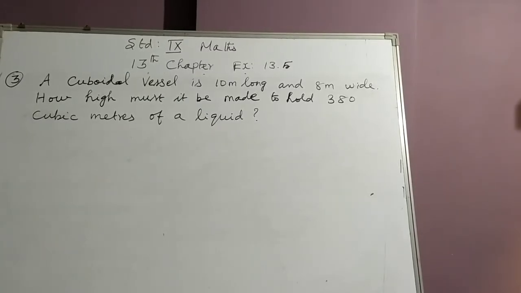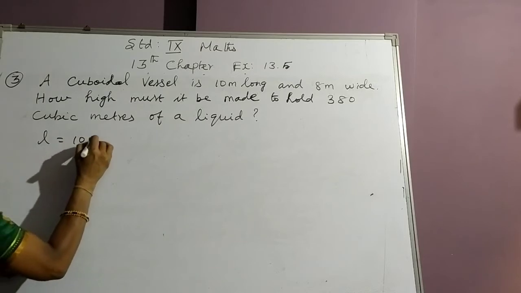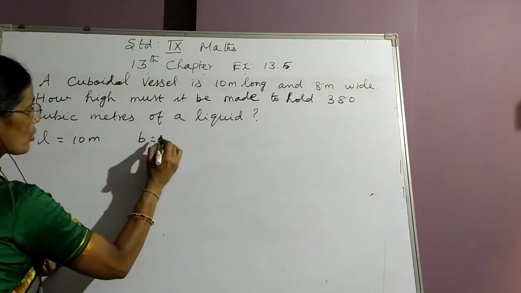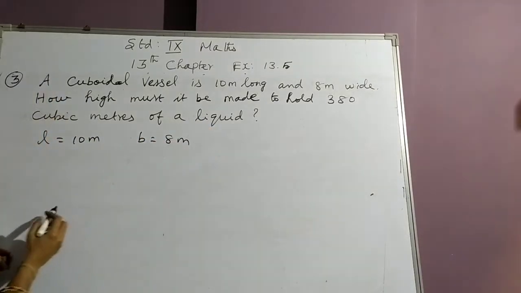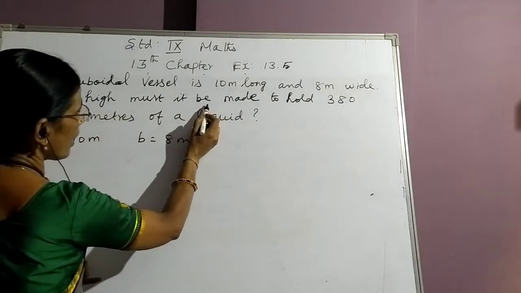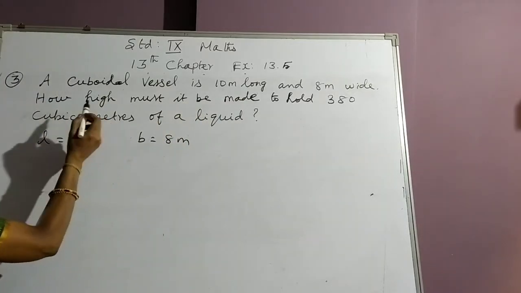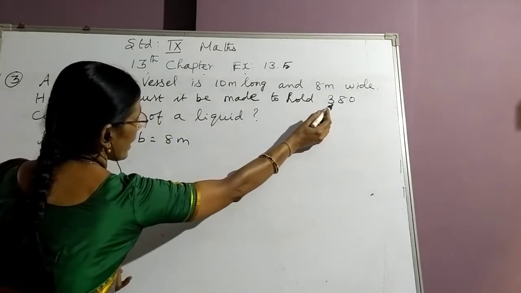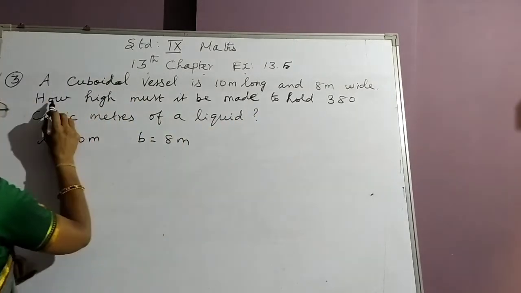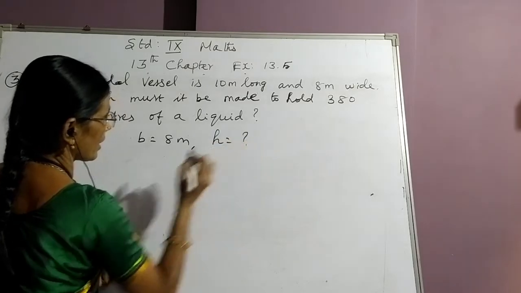Third problem is, it's a cuboidal vessel. It's given 10 meter long and 8 meter wide. So length of the cuboid is given 10 meter and breadth of the cuboid is given 8 meter. The question is, how high must it be made to hold 380 cubic meters? So if the vessel has to hold 380 cubic meters, what should be the height of the vessel? So we are asked to find the height.